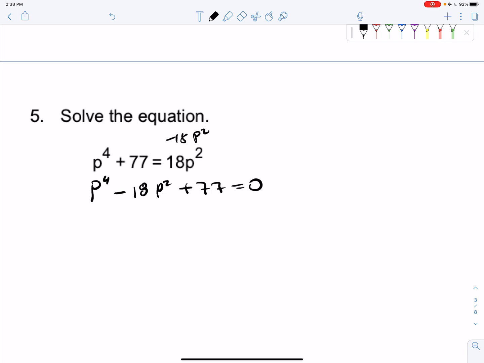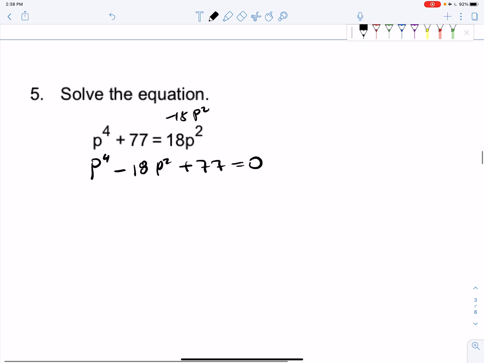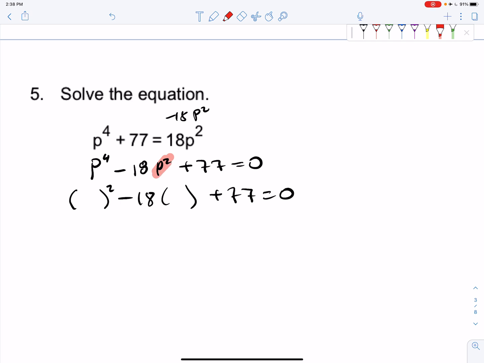Okay, got it in standard form, but it's not a quadratic. But is it in fact quadratic form? Can I write this as a square and then to the first power, constant 77 equals 0? And the answer is yes. What's my recommendation? Don't panic. Just look at what's supposed to be the linear term right here, right? Because you know this is to the first power. So that every single time will tell us, let u equal p squared.